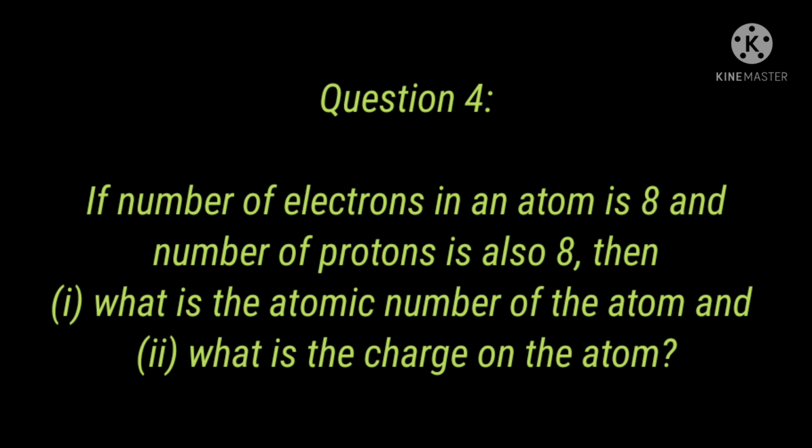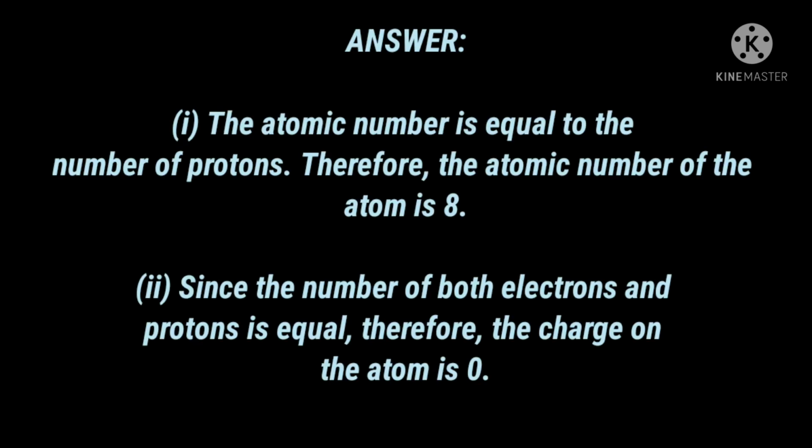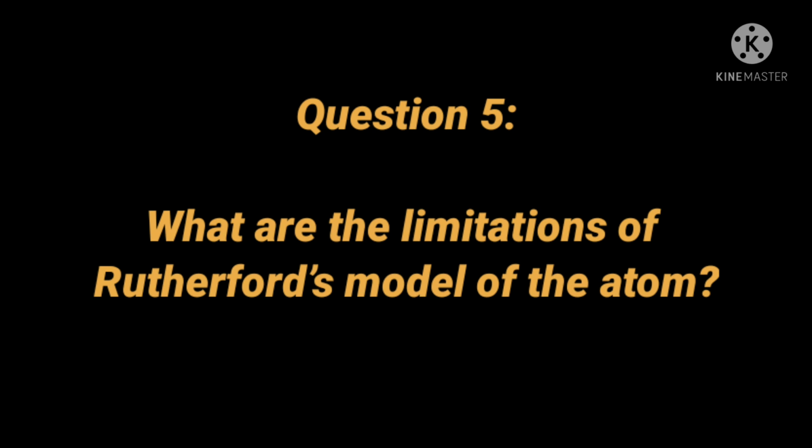If the number of electrons in an atom is 8 and the number of protons is also 8, what should be the atomic number and what is the charge? So if both are 8, then definitely the charge is going to be 0. It is a neutral atom. And therefore the atomic number is also 8, because we know atomic number equals the number of protons or the number of electrons.